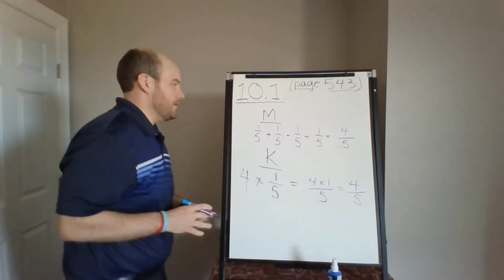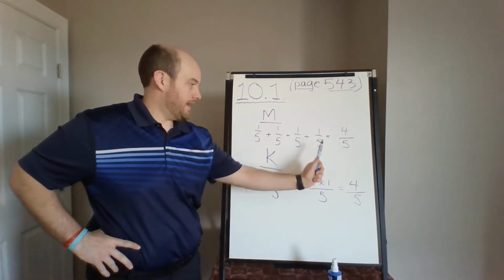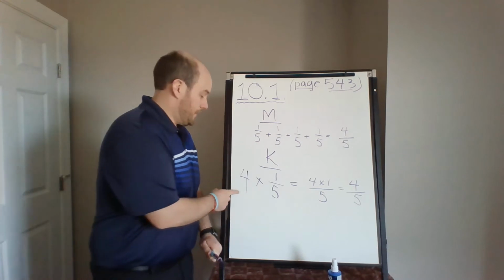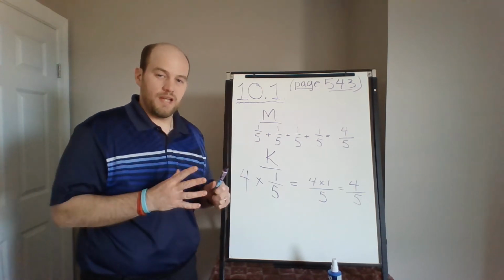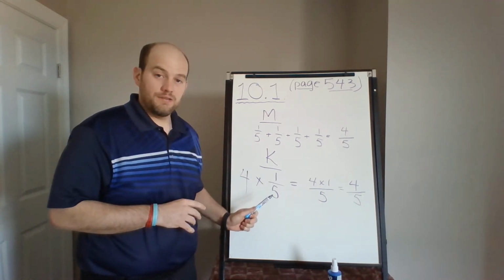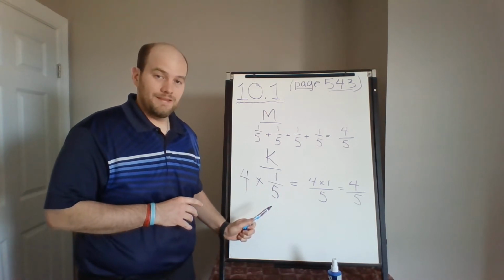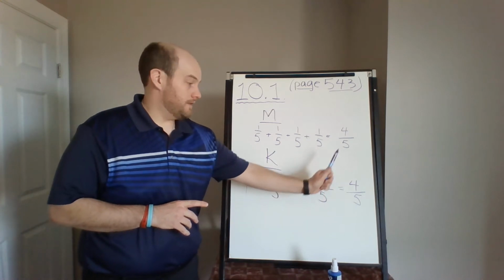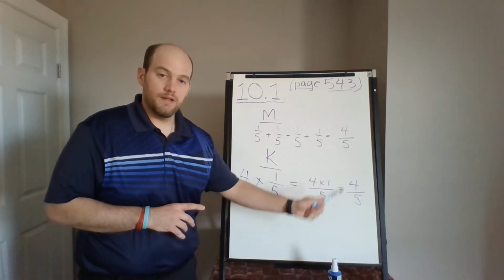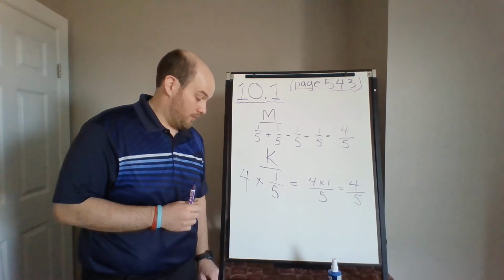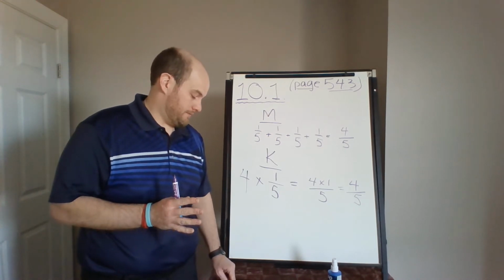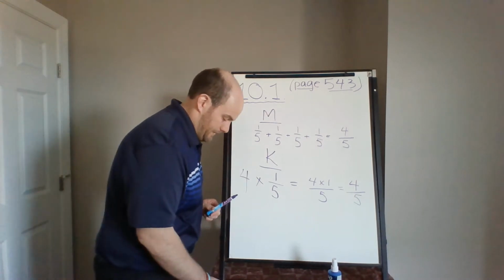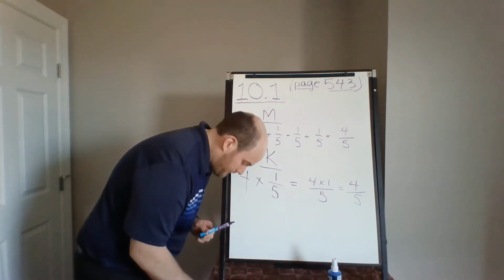Now, you have Mara, who decided to add them. She got 4/5. Khalil decided to multiply 4, which was the number of times, by the unit fraction, which is 1/5. Remember, the denominators don't change. Okay, so 4 times 1 is 4 over 5, which is the same exact answer. So both people are correct. Okay, and that's kind of where our lesson's going for today. So that is on page 543.